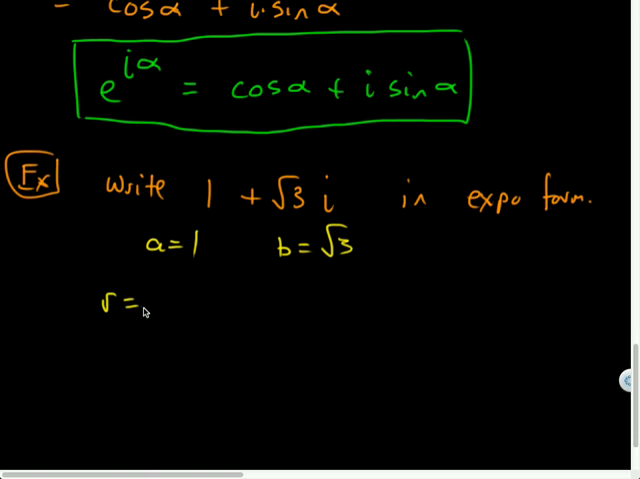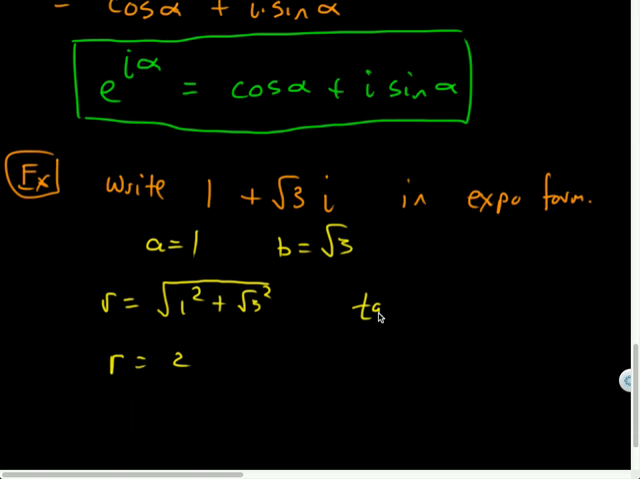So r is equal to, do you guys remember how to find r? Square root of a squared plus b squared. R is the square root of 4, so r is 2.